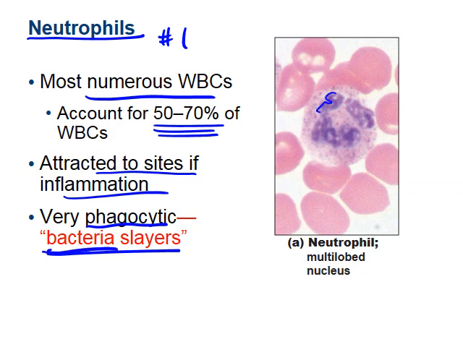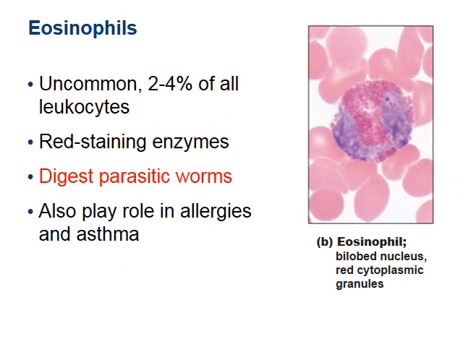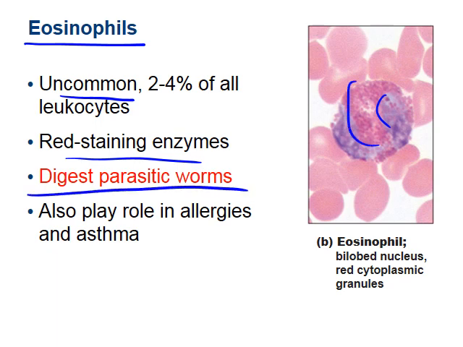And you can see here what they mean by these lobed nuclei. That doesn't look like any nuclei we've seen before. And then if you notice, there are all these little granules. If they're going to be able to digest bacteria, they've got to have digestive enzymes in there. Eosinophils are pretty uncommon. They have this more red staining, and they help digest parasitic worms.